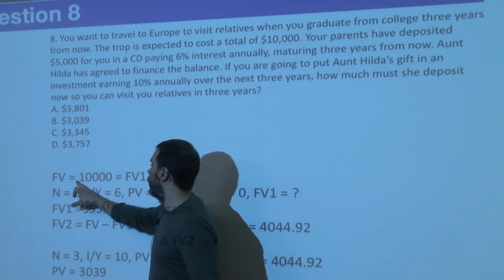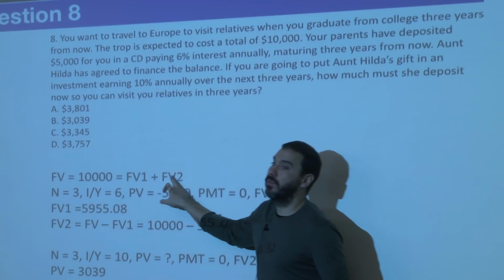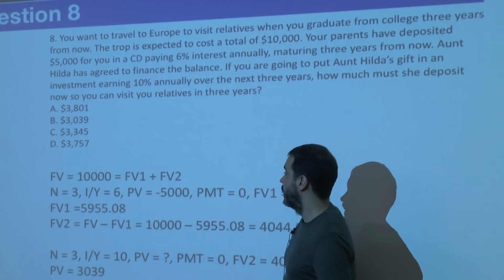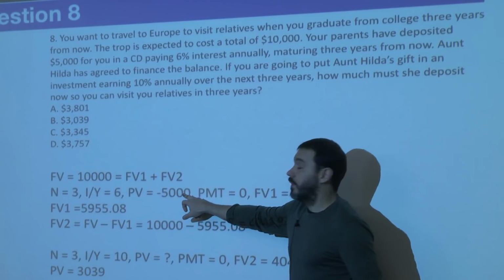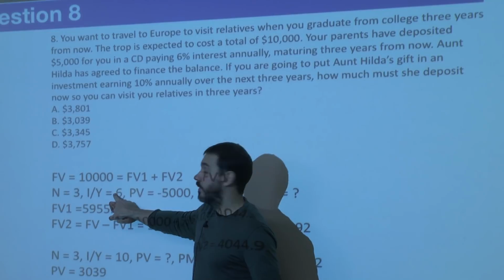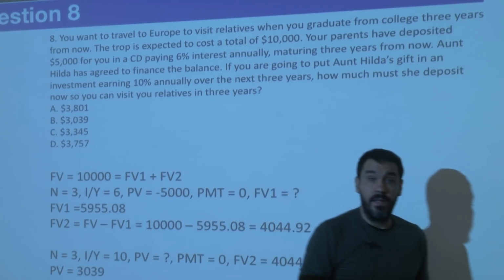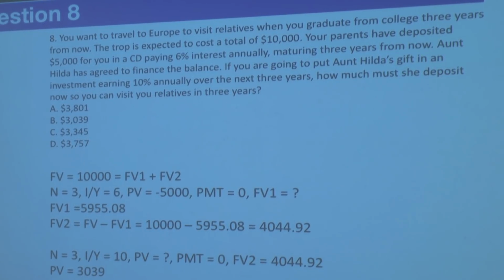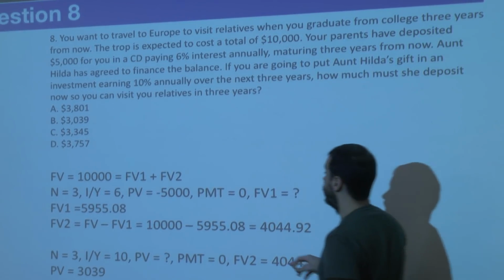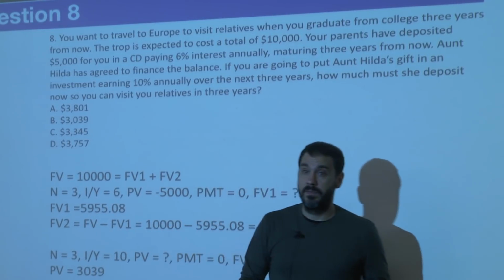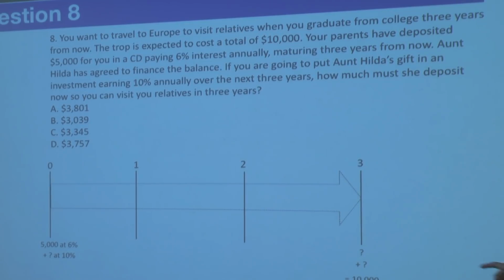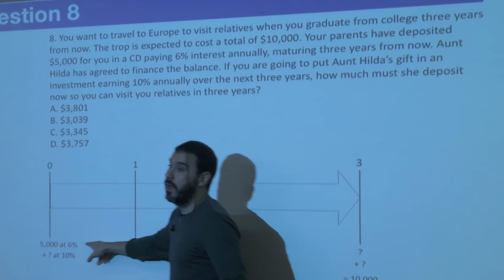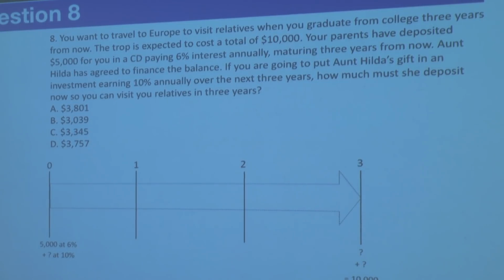So you have some future value, $10,000, that will come from two different sources. One of which is $5,000 invested at 6% for 3 years. This portion has everything known. You can compute the future value of this $5,000. I have $5,000. I invested at 6%. How much will I have in 3 years? Cool. We can do it.